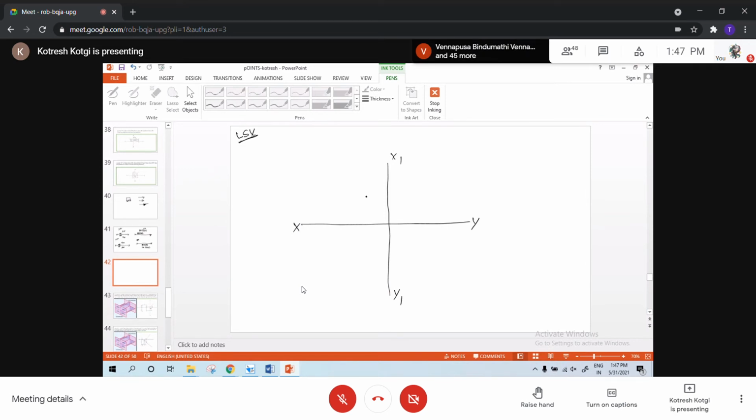Will it be towards the right of x1, y1 or towards the left of x1, y1? Right of x1, y1. Now I should write HP, VP. VP will come above the XY line. HP will come below the XY line. And RPP, the profile plane, always beside VP. Is it right? Yes.